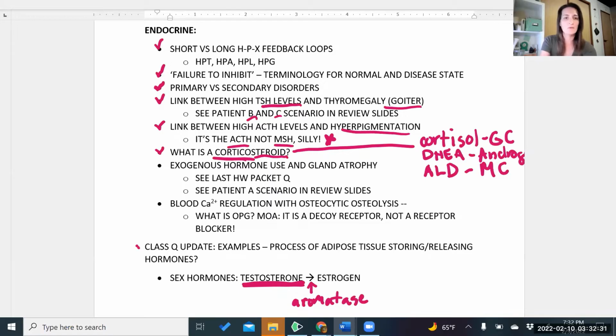Let's now look at some examples of exogenous hormone use and gland atrophy. I say check out the last homework packet question, the challenge question at the end, as well as the patient A scenario in the review slides that I had posted. So let's start with the homework packet first.